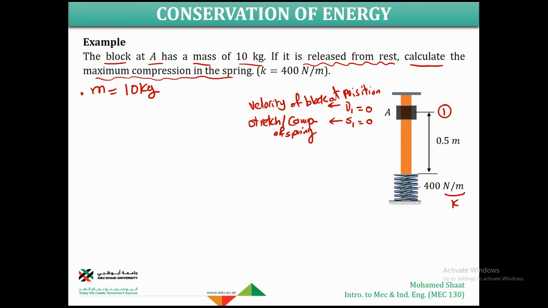So what is position 2 then? Position 2 is at the instant that this spring will be maximally compressed, the maximum compression of the spring. So how does this system work? Initially we are holding the block by bare hands. Then we're gonna release it. We're just gonna leave this box, so it's gonna move down. It's gonna keep on moving down, move down, move down, till it touches the spring.